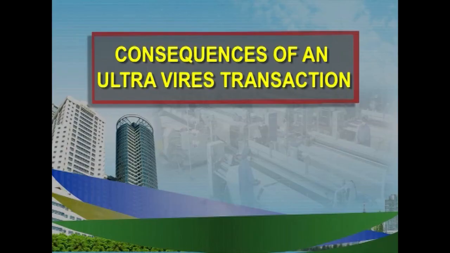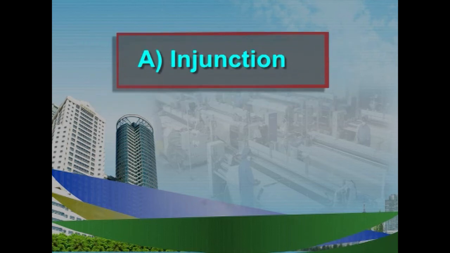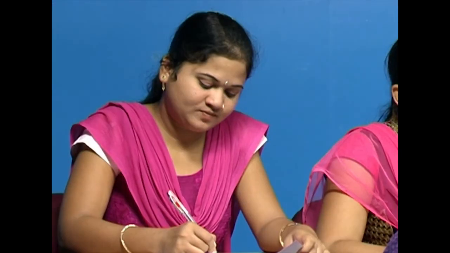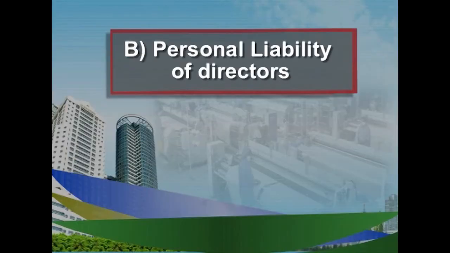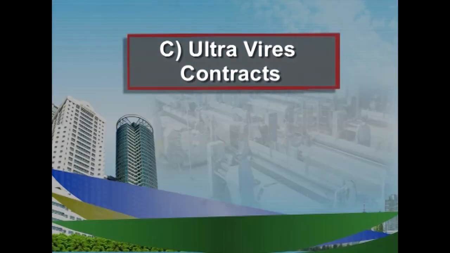Consequences of an ultra vires transaction. A. Injunction. Whenever an ultra vires act has been undertaken by the company, any member of the company can get an injunction to restrain it from proceeding with it. B. Personal liability of directors. In case of an ultra vires transaction, the company is not liable, but the directors are personally liable. C. Ultra vires contracts. Ultra vires contracts are void ab initio and not binding on the company.